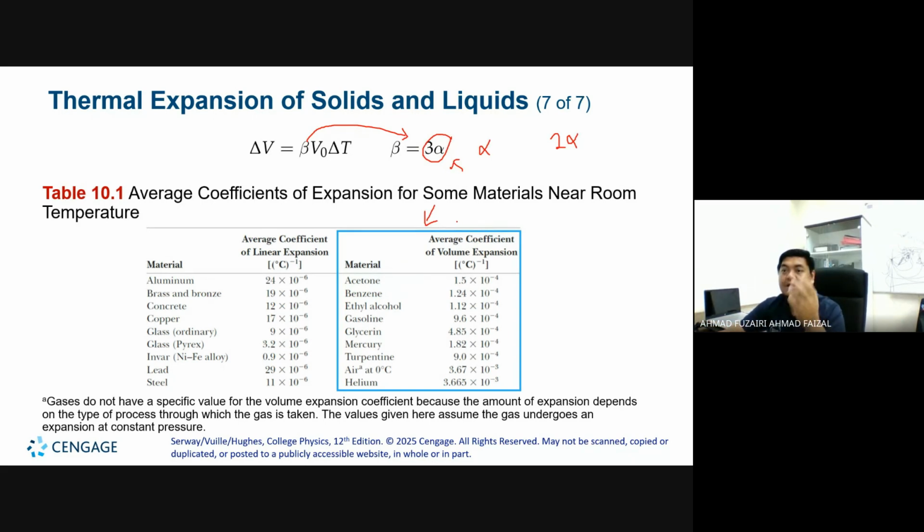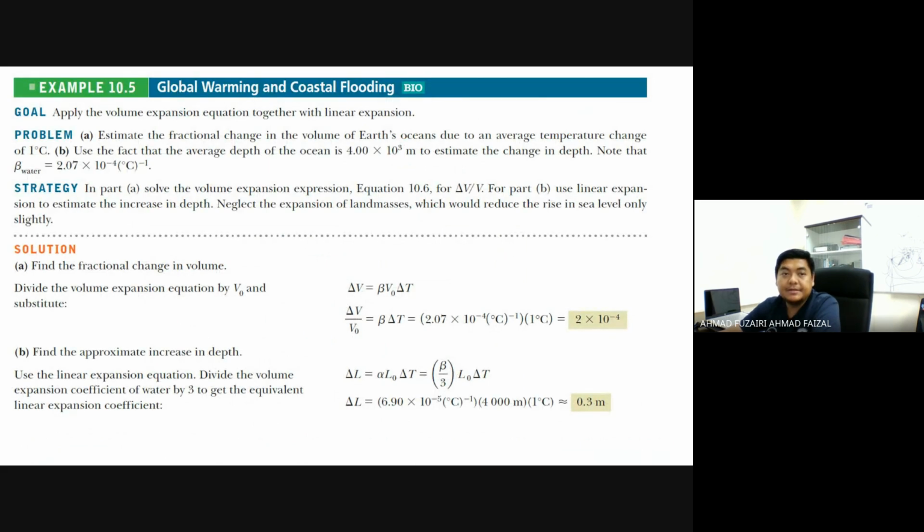Air pun expand, bekas tu pun akan expand. So sebab itulah ada 3 alpha and also beta. And beta we use for fluids and alpha we use for metal. Okay, so let's look into the examples.